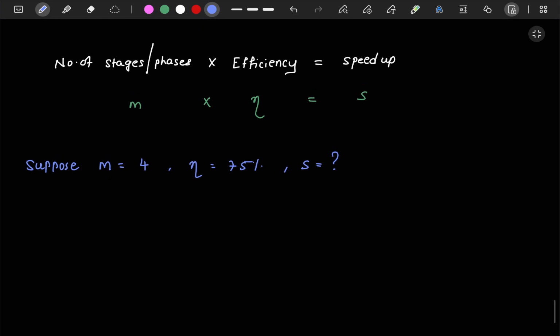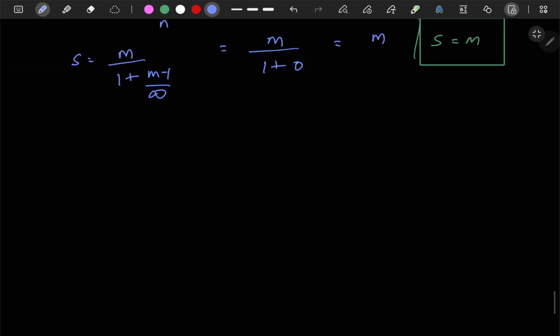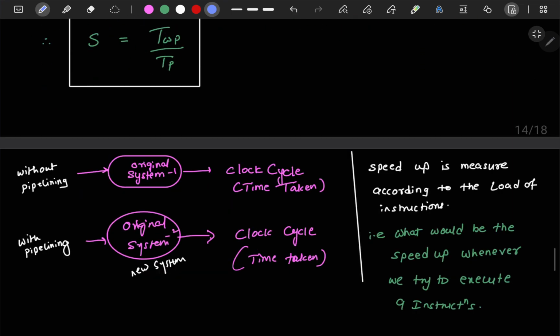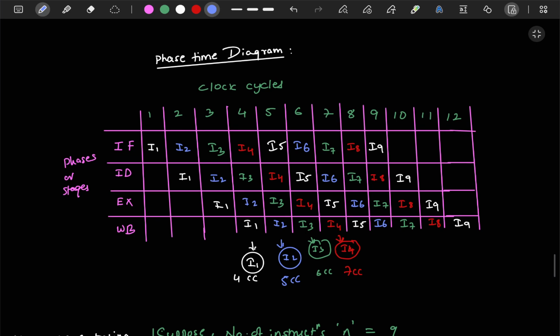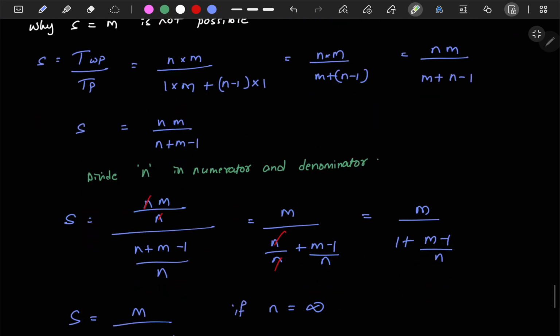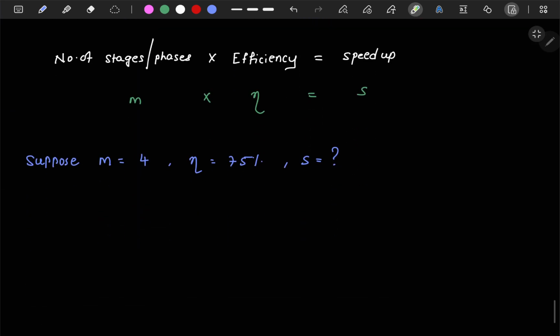So how did I get 4 stages? We already saw all this. 4 stages because of this space-time diagram we have. We already seen it. Because of this I am taking it as 4 and efficiency I'm considering as 75%. Now let's see what would be the speed up.